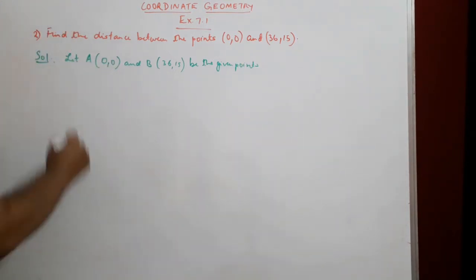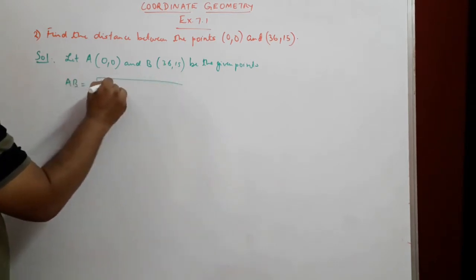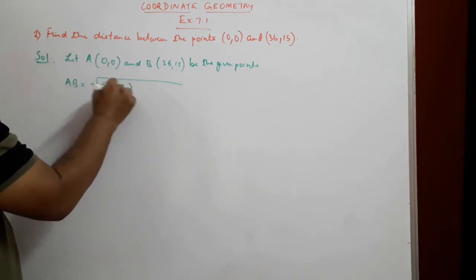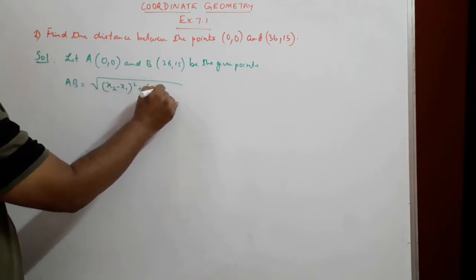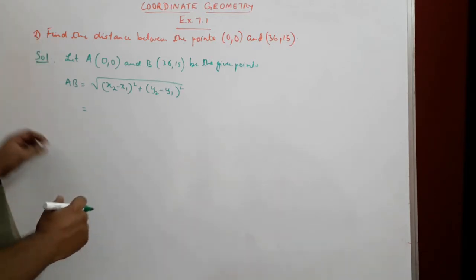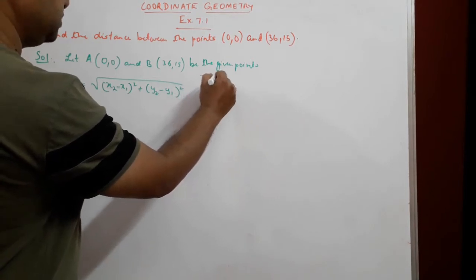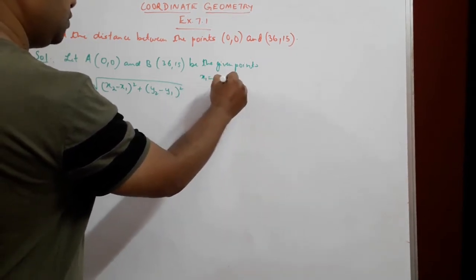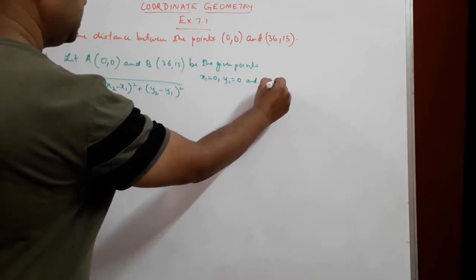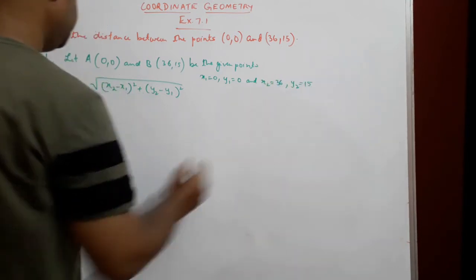Next, we apply the distance formula. AB equals the square root of (x2 minus x1) whole square plus (y2 minus y1) whole square. Now what is x2 over here? If we want, we can write it over here. x1 is 0, y1 is also 0, and x2 is 36 whereas y2 is 15.